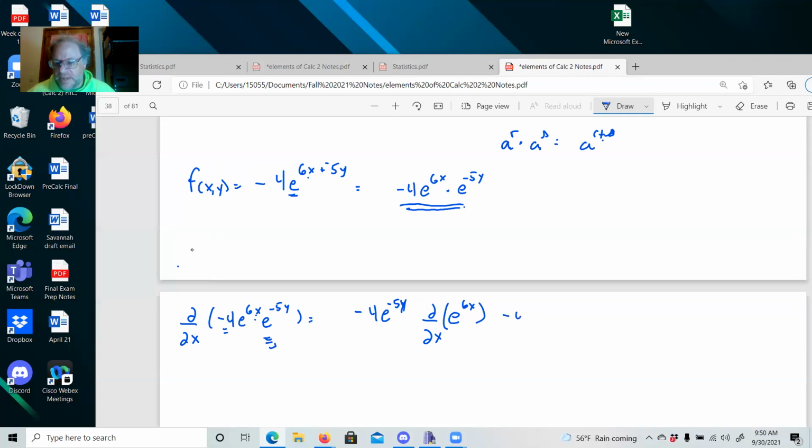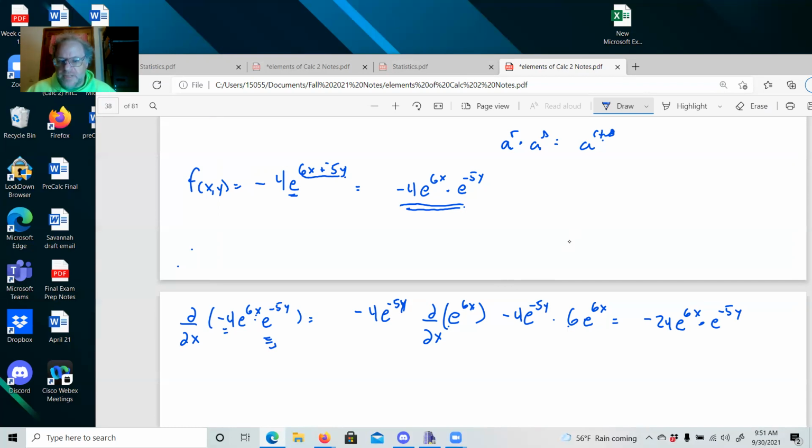So this is negative 4e to the negative 5y times 6e to the 6x, right? We have e to the 6x times the chain factor of 6x, that's just 6. So this is going to be negative 24 e to the 6x times e to the negative 5y. The whole point of this is to make it really easy for you to do the problem and not get flustered. Okay, that's fine.